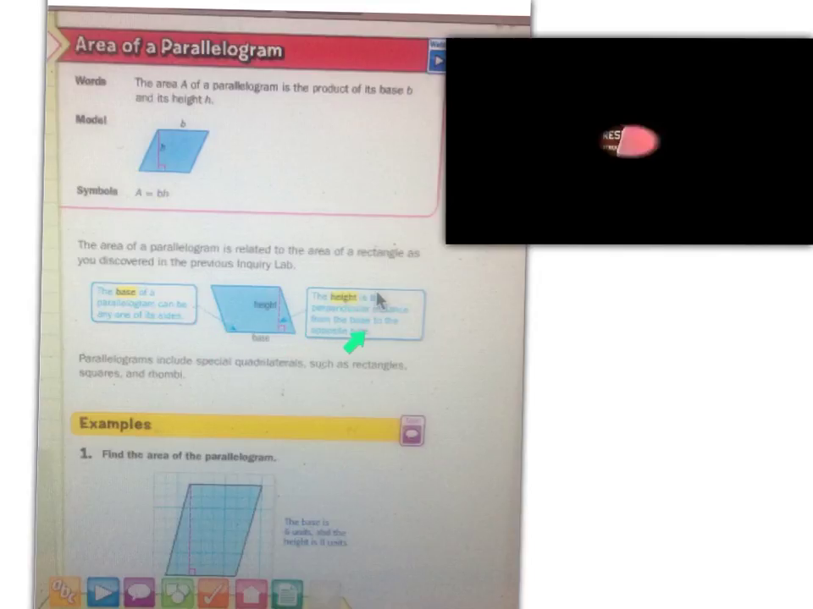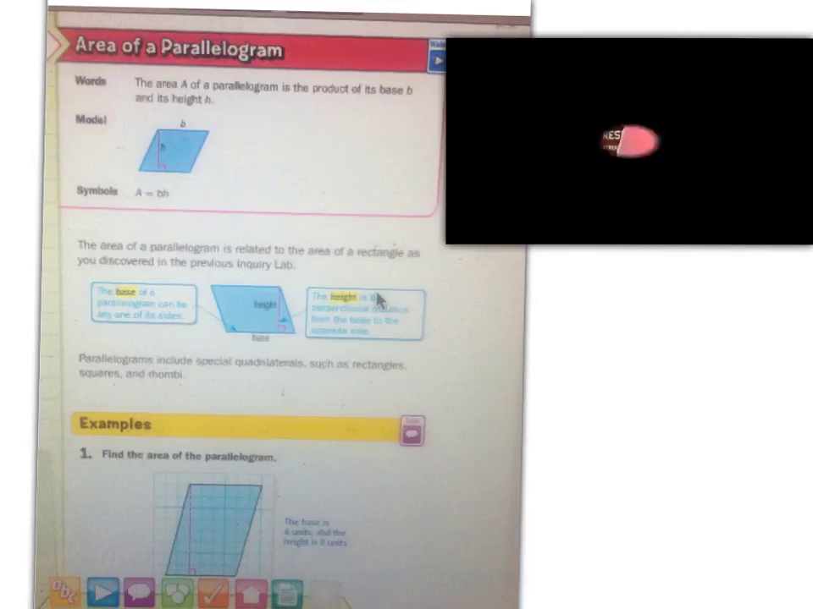The height is the perpendicular distance from the base to the opposite side. You will usually see a little line in the parallelogram that'll be identified as the height. And you can tell that it's perpendicular because it forms a 90-degree angle with the base. Parallelograms include special quadrilaterals such as rectangles, squares, and rhombi. That simply means that all squares, all rectangles, and all rhombi are parallelograms. And so you find the area the same way for all of those, base times height.